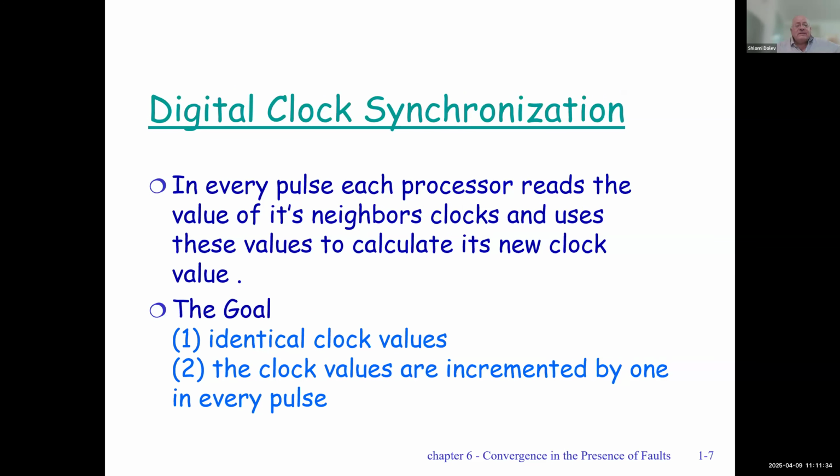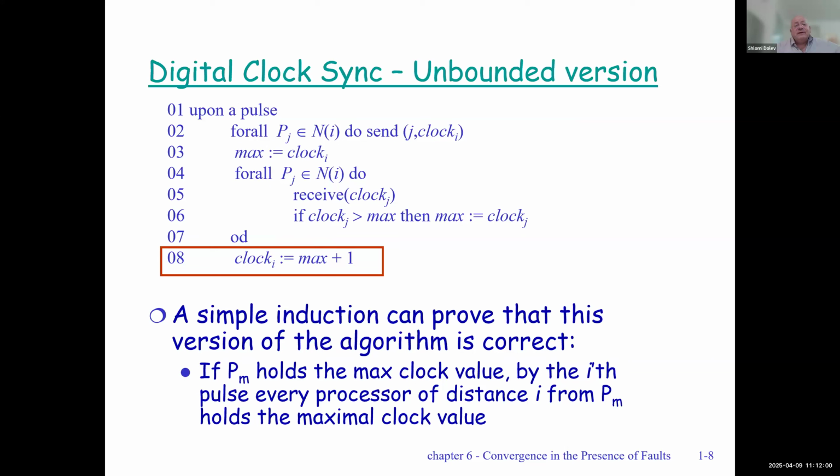So let's look at the case of unbounded clock synchronization. We assume for now that there is a global pulse. And what we are really interested in is that the values of the clocks will be identical. And once they are identical, they should be incremented infinitely often, simultaneously, and keep being synchronized forever. So here is a very simple algorithm, the unbounded version, that will serve as an introduction for the bounded one.